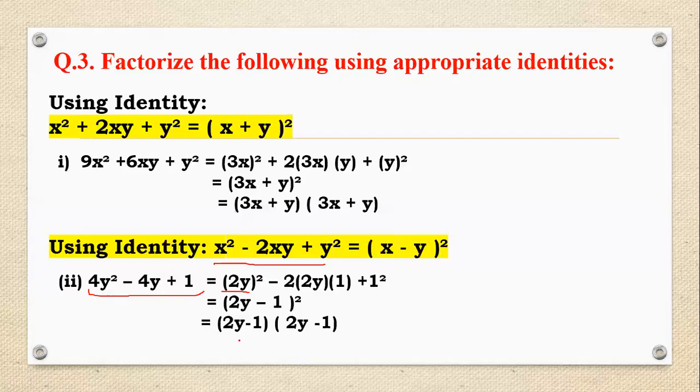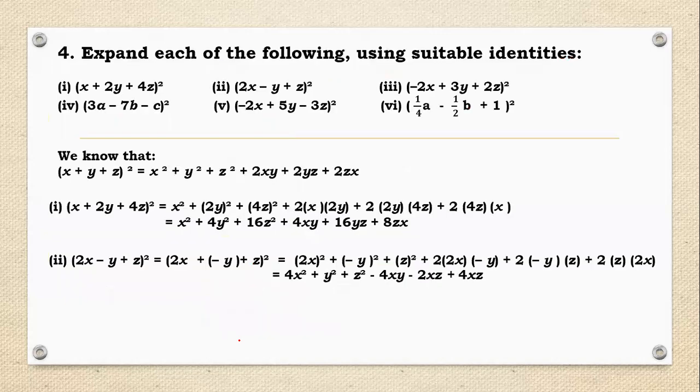I hope guys you understood all three questions which I have discussed in my previous lecture also. Now question number 4, we are supposed to expand each of the following using suitable identities. So we can see here all the terms are trinomials raised to the power 2. So we have one such identity where a trinomial is raised to the power 2, and that is (x plus y plus z) whole square.